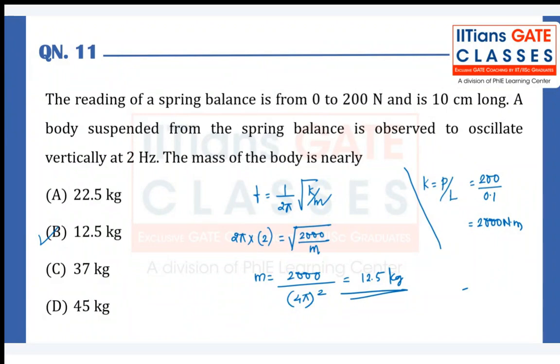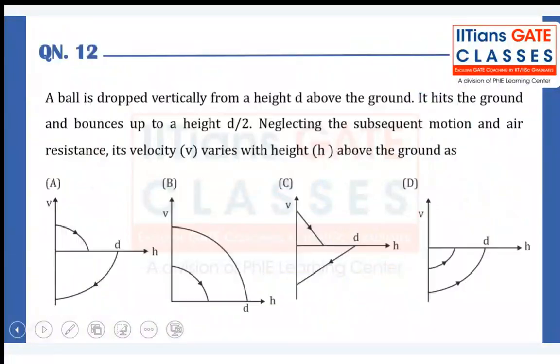Okay, coming towards the next question. Yeah, this is one of the theoretical questions. A ball is dropped vertically from a height d above the ground. It hits the ground and bounces up to the height d by 2. Neglecting the subsequent motion and the air resistance, the velocity v varies with the height h above the ground is.